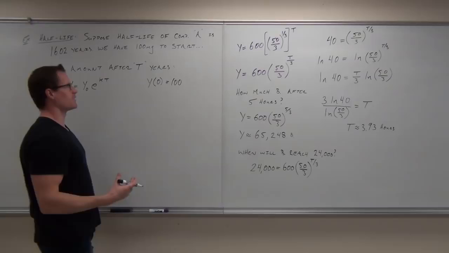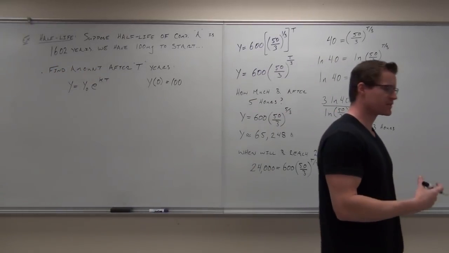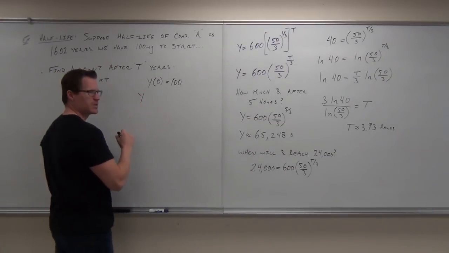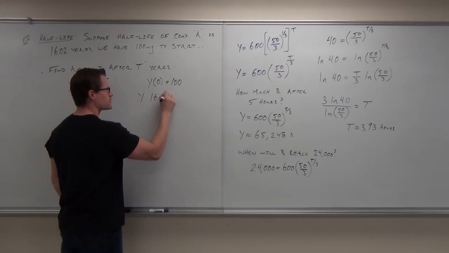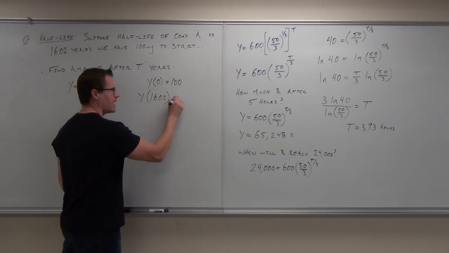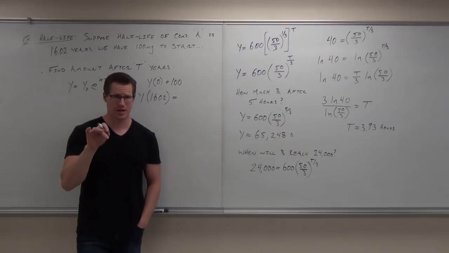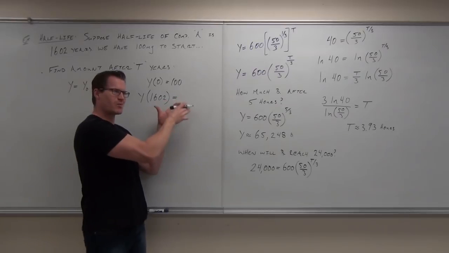When it says a half-life, it gives us a piece of information here. So it says, after how many years? 1602. After 1602 years, we're going to have half, please listen carefully, half of whatever we started with. Does that make sense? So we're going to use our starting amount to come up with this thing.